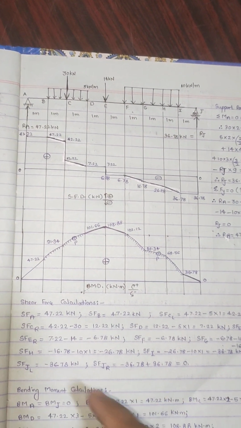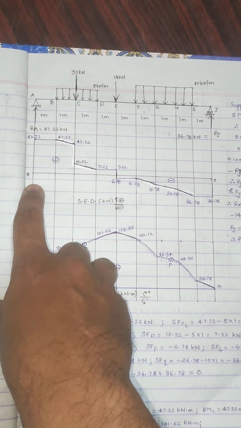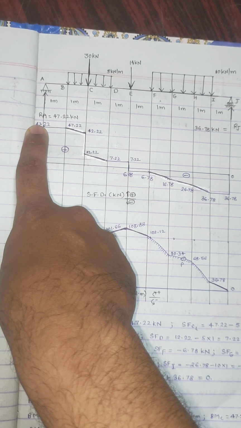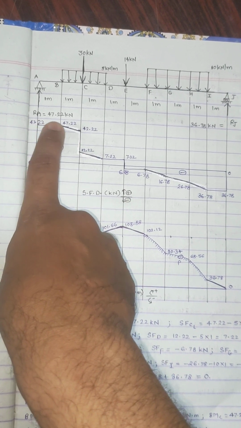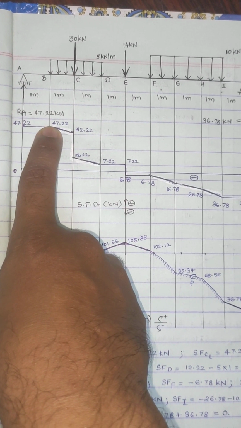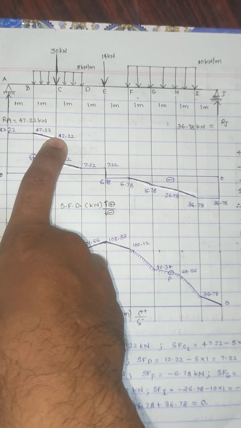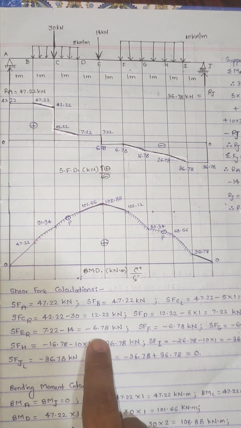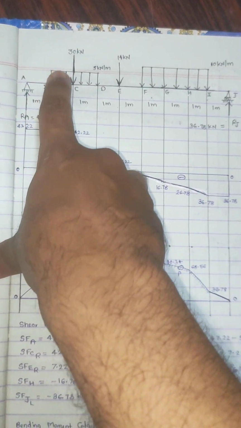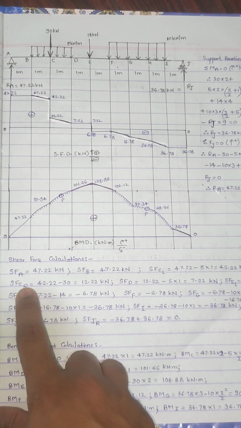Now we have to find out first of all shear forces at each point. So at point A the shear force will be the support reaction at A, which is 47.22. Now from point A to point B there is no load acting, so we have to draw a straight line. Now from point B, if I have to calculate shear force at C, because at point C there is point load also acting, we have to consider shear force at C left, and then shear force at C right.